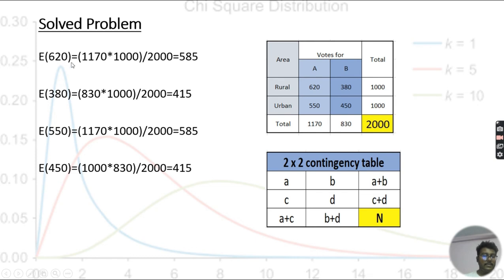See, in a similar way, I have again found the expected value. See, the expected value of 620, that is this part, 1170 into 1000 divided by this n. In the similar manner which I have showed you previously, I have found out all the expected values of each and every cell. That is for 620, for 380, for 550 and 450. See here, I have found all the expected values.